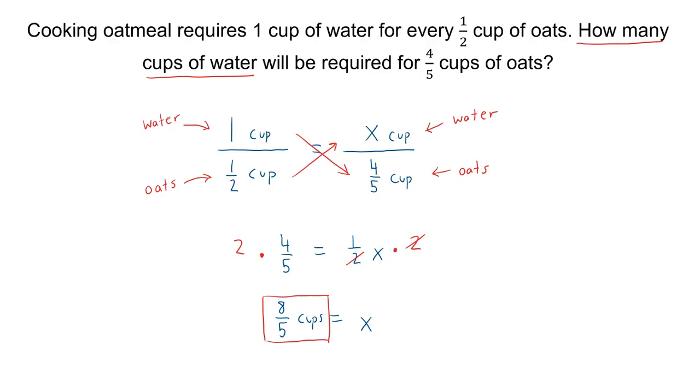And that makes complete sense if you think about it. Notice that we need 1 cup of water for every half a cup of oats. The amount of water that we need is exactly twice the amount of oats, because 1 is twice 1/2. Since that's our given mixture, we should know then that we need to double the amount of oats to get the right amount of water. Well, if we're using 4/5 of a cup of oats, you double that and we get 8/5 cups of water, which is exactly what we came up with.